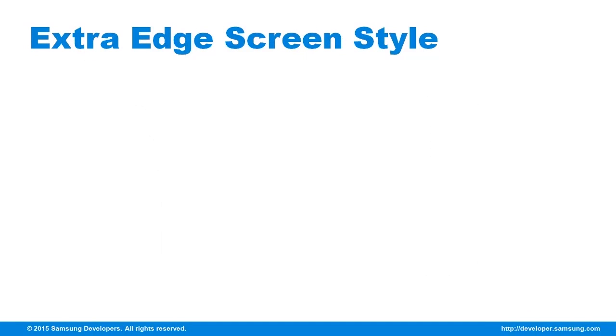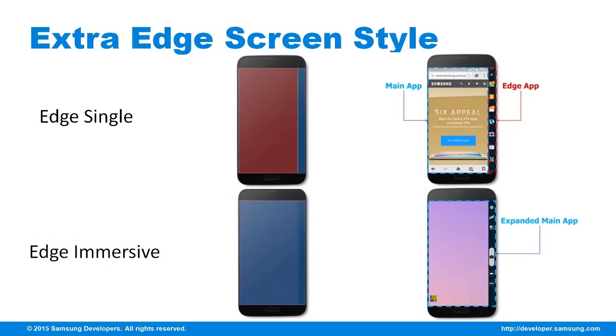The Extra Edge screen style pertains to devices with a main screen that functions differently from the Edge screen. This supports two modes, namely Edge Single and Edge Immersive modes. Edge Single mode is basically a standalone view on the Edge screen. Edge Immersive mode, on the other hand, is when the main activity uses the Edge screen as a sub-window.